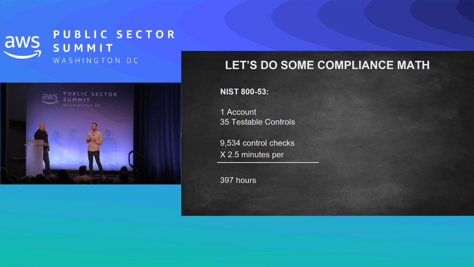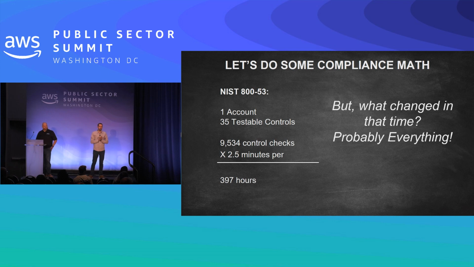Okay, well, let's go look at some math here. If you look at one account, and let's assume you have 35 testable controls, and you're going to start to look. Now I have these controls, and I go into the console, I've got good internet, I'm clicking around, going through, 2.5 minutes per check. So that's 397 hours. That's actually not so bad for one account.